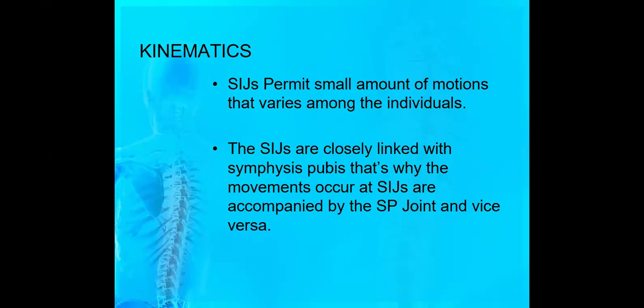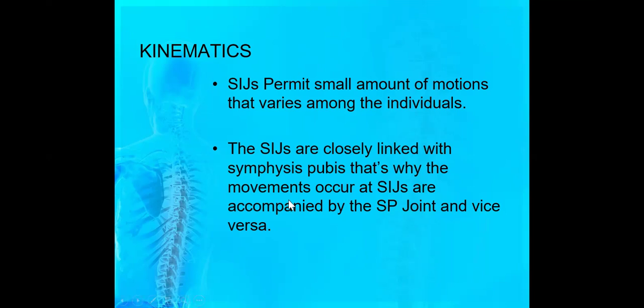If we talk about the kinematics of the sacroiliac joint, the SIJ permits a small amount of motion that varies among individuals. And why there is a small amount of motion, we have discussed previously. In childhood, there may be some gliding movements, but in adulthood, because of the ridge on the auricular surface of the ilium, and the depressions and pits in the auricular surface of the sacrum, there is no gliding movement, and hence there is very little movement at the SIJ.